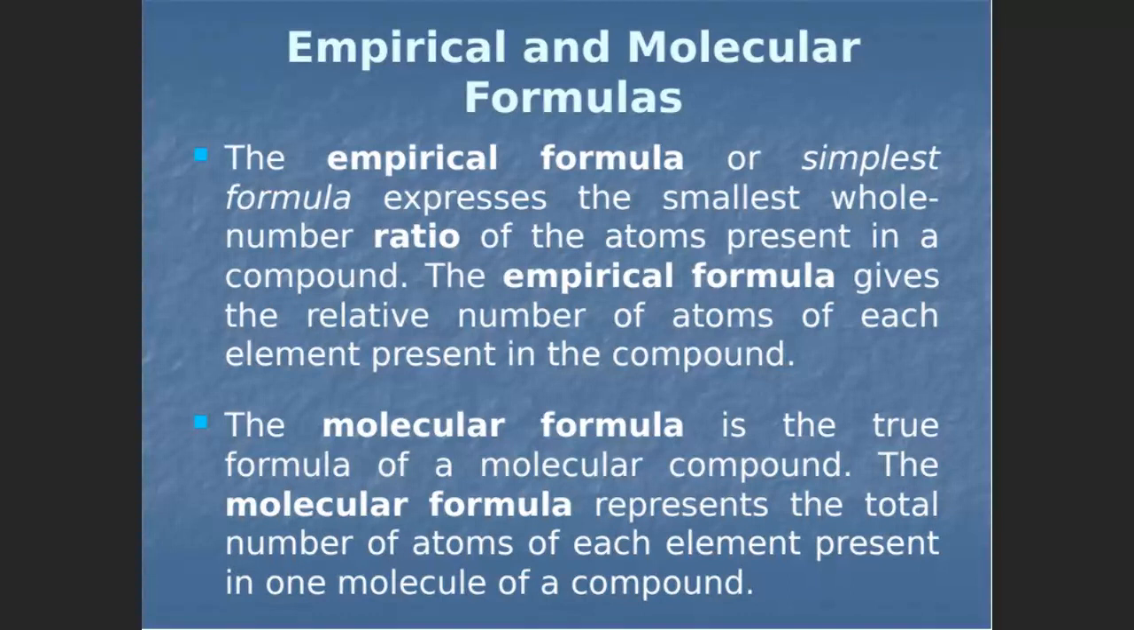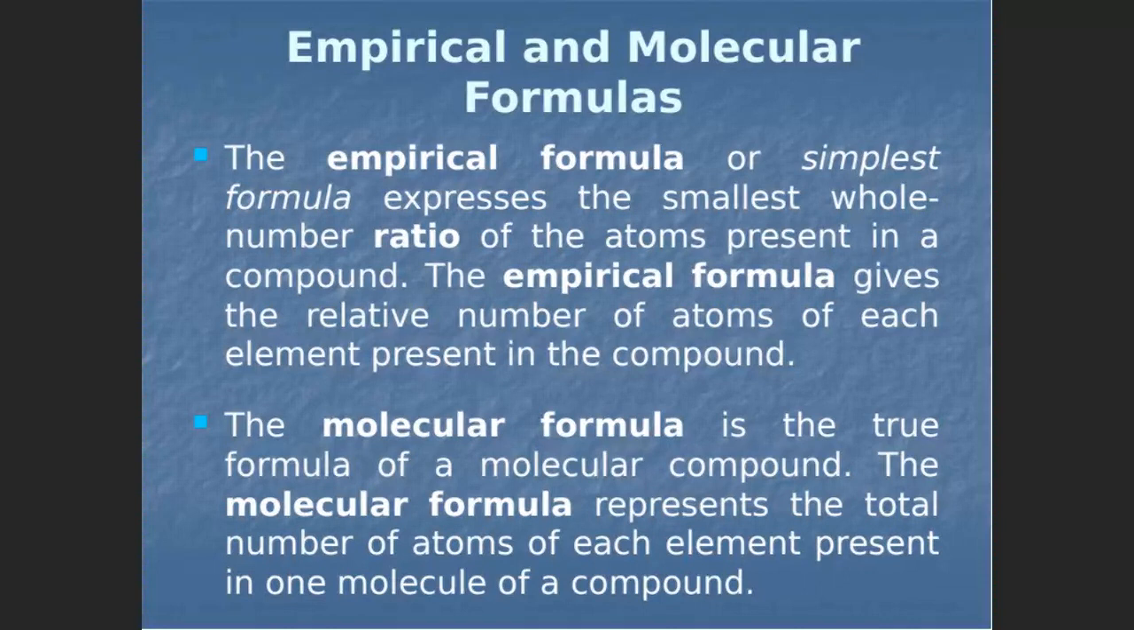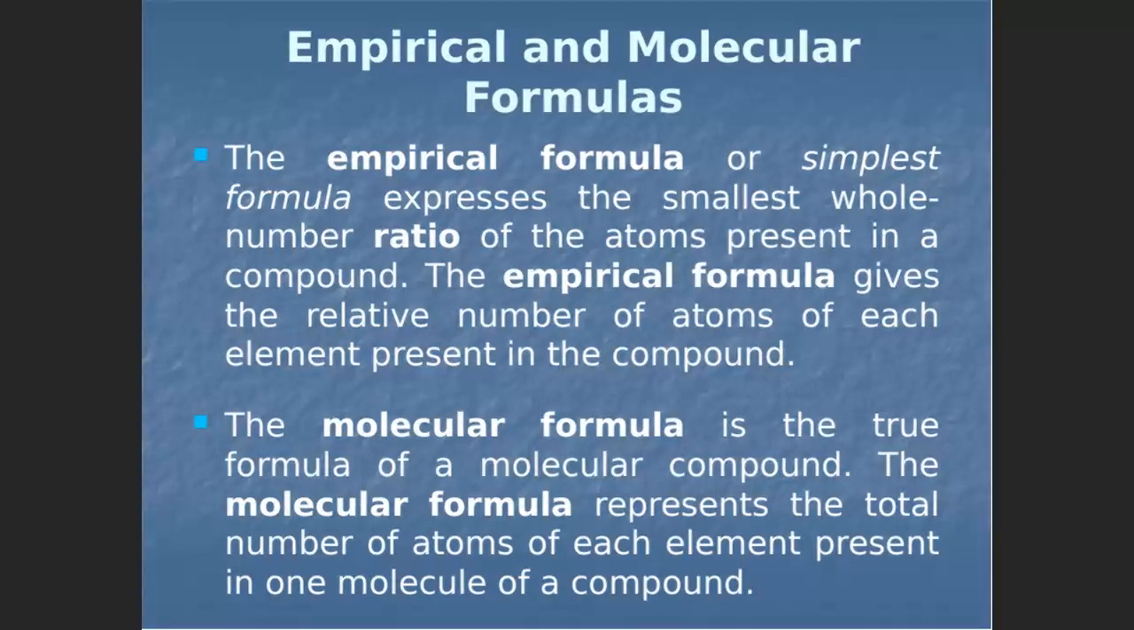Empirical formula is the relative formula. Relative in that case that we will get the whole ratio of the formula, like carbon, hydrogen, oxygen, that in the compound, how many carbon, how many hydrogen, and how many oxygen we have. But we are not getting the exact figure of the formula.